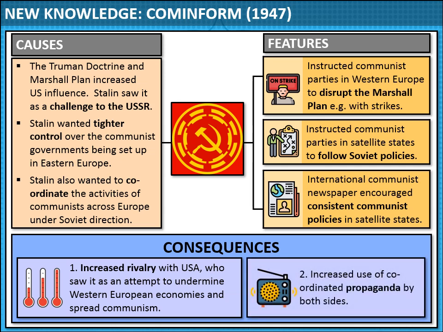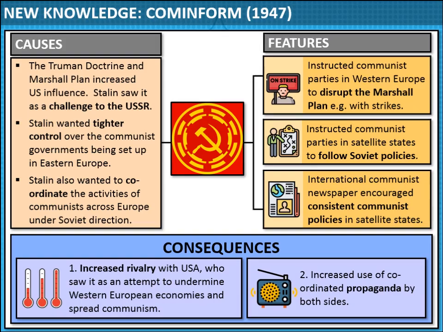Secondly, Cominform was used to increase the amount of propaganda produced by the communist side. They typically depicted the capitalist powers as hostile and aggressive. In response to this, the capitalist powers increased their use of propaganda too, depicting communism as a menace to free countries everywhere. So both sides increased their use of coordinated propaganda.